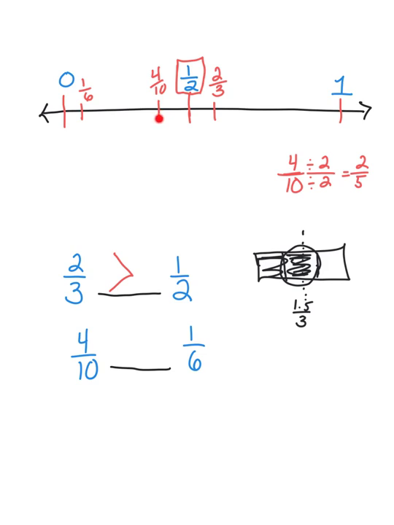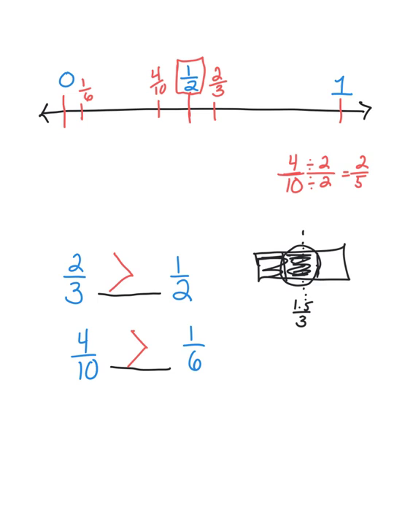And then we see if it's greater than, less than, or equal to 1/6. 1/6 is much closer to 0 than it is to the halfway mark. 4/10 is closer to the right-hand side than it is to the left-hand side. So we're going to say that 4/10 is greater than 1/6. See how helpful the number line is in finding out which numbers are greater than, less than, or equal to. When I say numbers, I mean fractions.